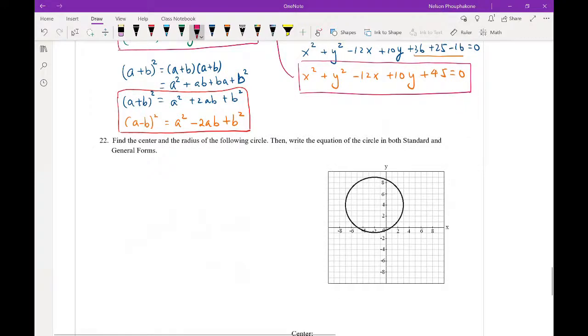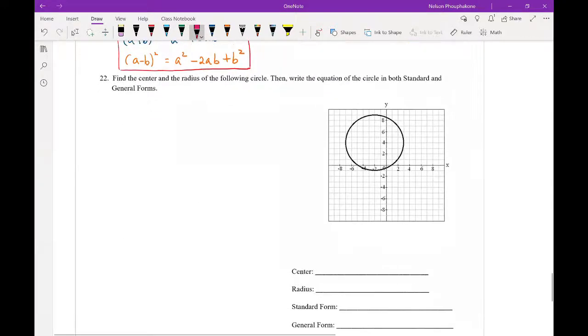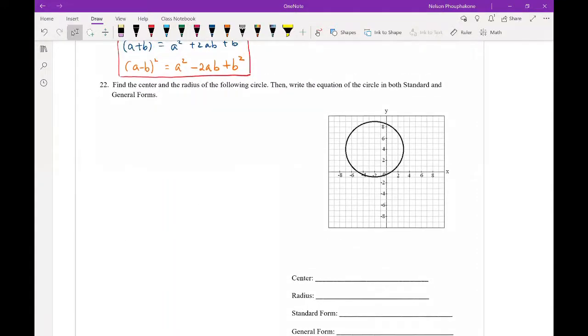Okay, so now maybe let us finish the last problem here, number 22. Okay, so same thing. I need to find the center, and then we need to find the radius of the following circle. Then write the equation of the circle in both standard and general forms.